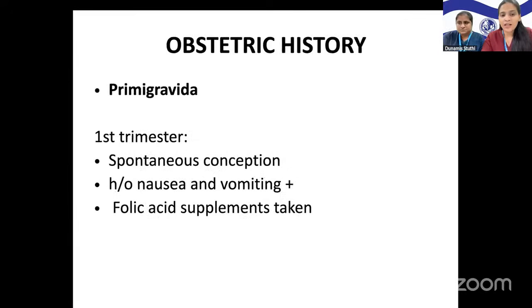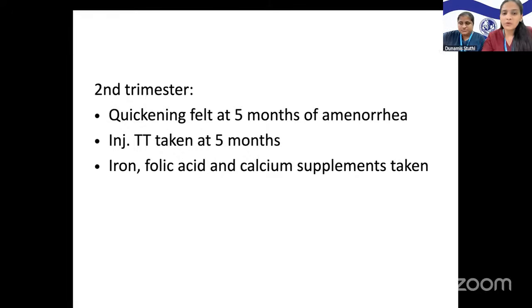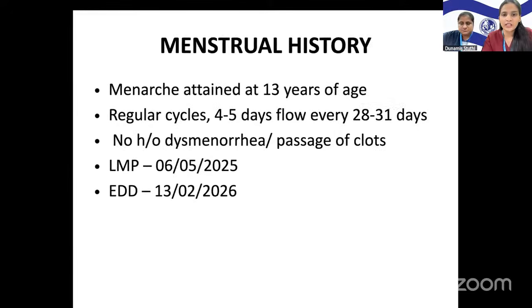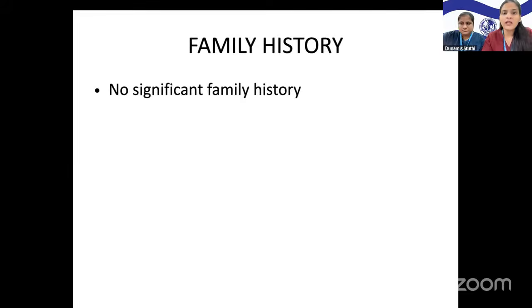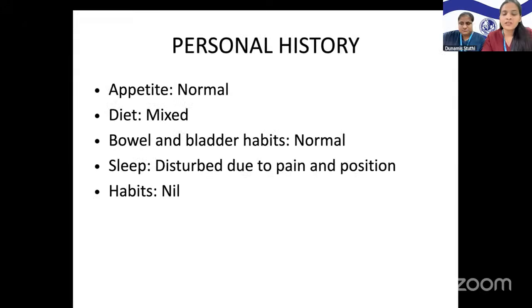She is a primigravida with spontaneous conception. She had a mild history of nausea and vomiting in the first trimester, with folic acid supplements taken. She perceived quickening at 5 months of amenorrhea. Injection TT, iron, folic acid, and calcium supplements were taken. Menstrual history normal. Family history, no significant family history. Personal history was normal. What are the causes of abdominal pain during pregnancy?